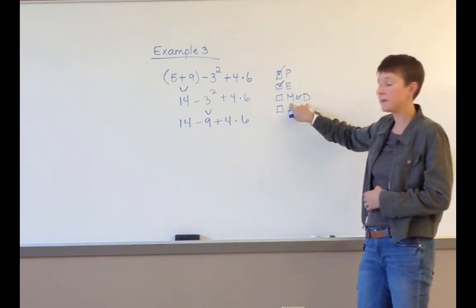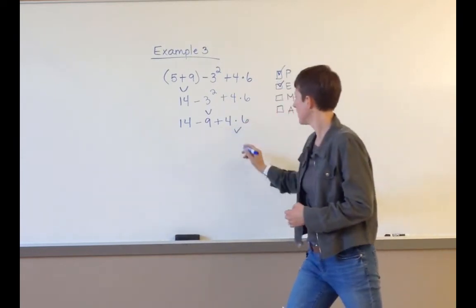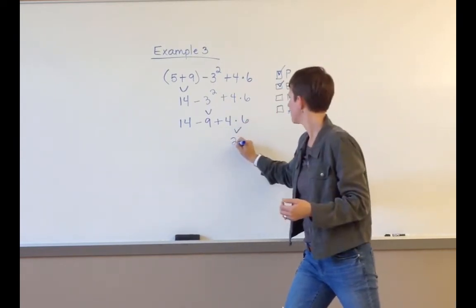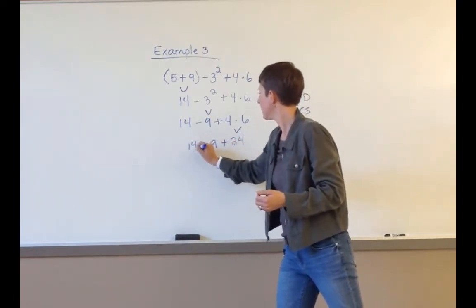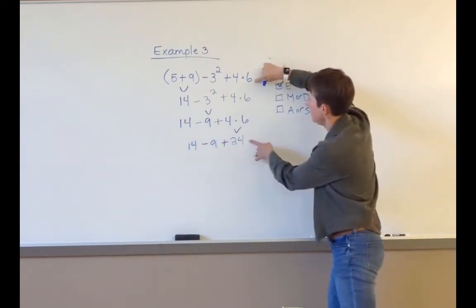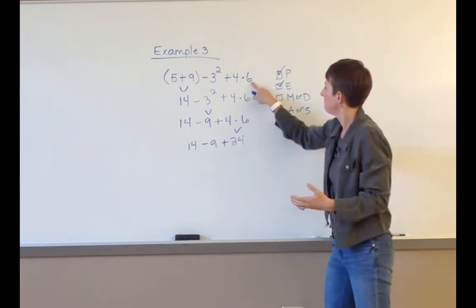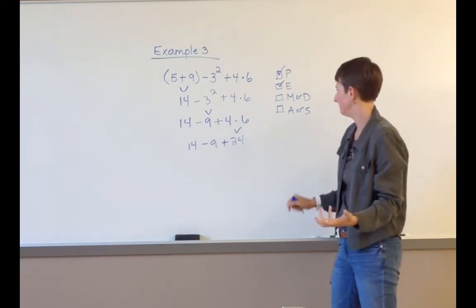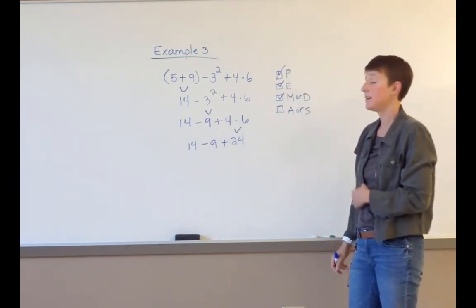Next I need to look for multiplication or division. I see multiplication. 4 times 6 is 24. Fill in what I haven't done. Again, making it look simpler. Everything up here so far is equivalent, meaning it represents the same value. It just looks simpler as we're moving down. I have no more multiplication or division, so I can check that off.